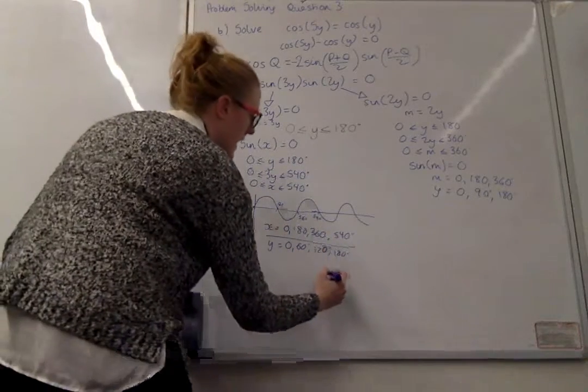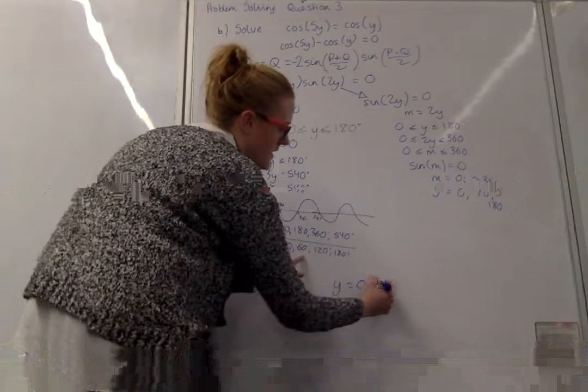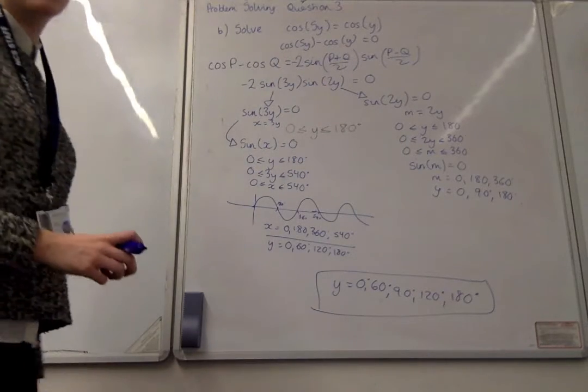So essentially, y can be 0, 60, 90 from over here, 120, and 180, bringing both of those different roots to get the solutions together.